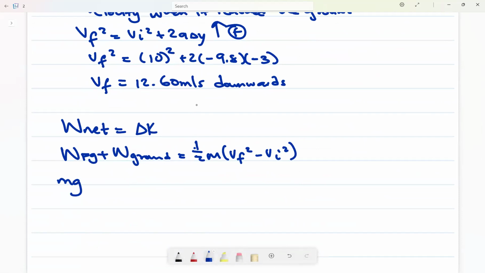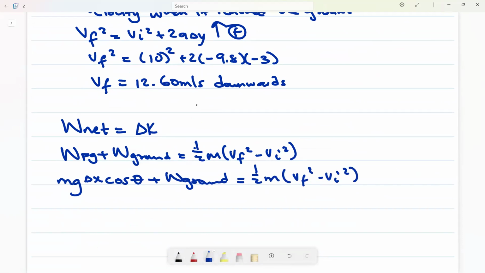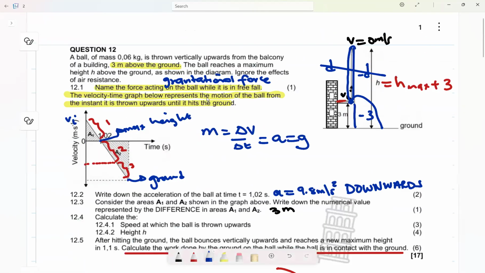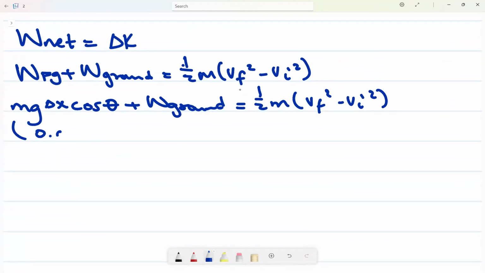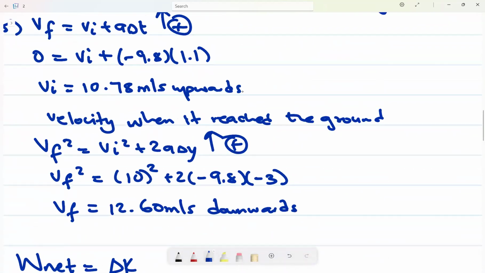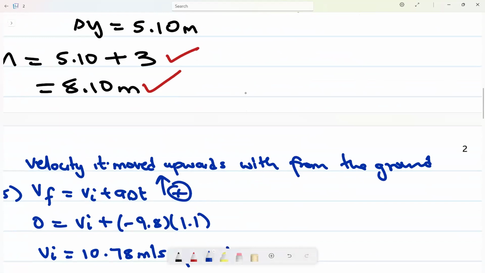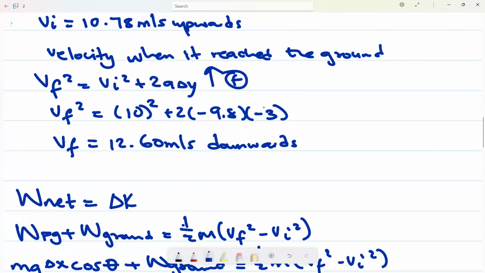So it's going to be mg multiplied by change in x cosine of an angle plus work done by the ground. This is what I'm looking for. It is equal to half m Vf squared minus Vi squared. Then now what is my mass? Did they give me the mass of the object? They should, because if they did not, it is problem 0.06. 0.06, multiply. What is my change in x? My change in x is 8.10.